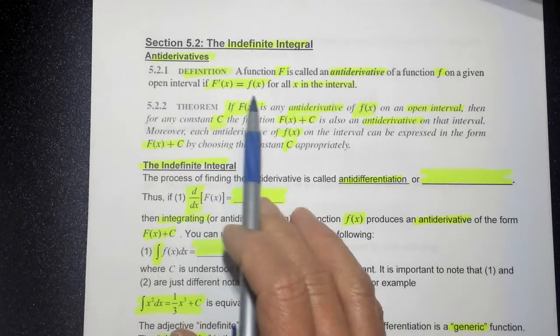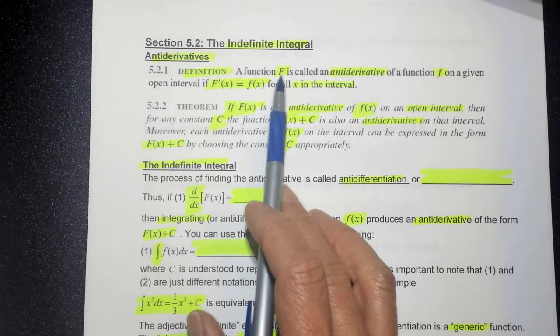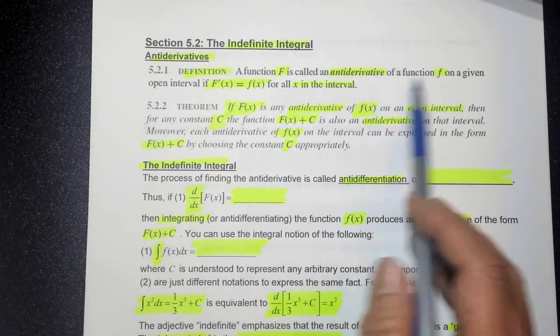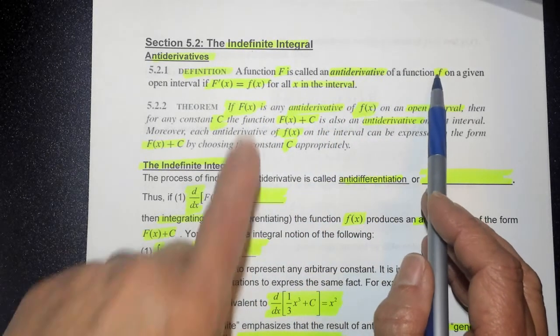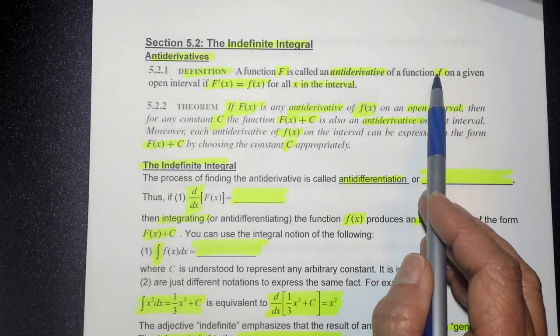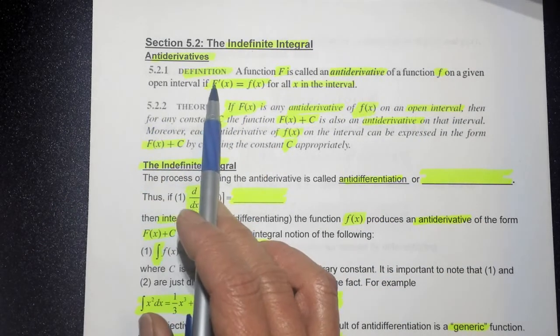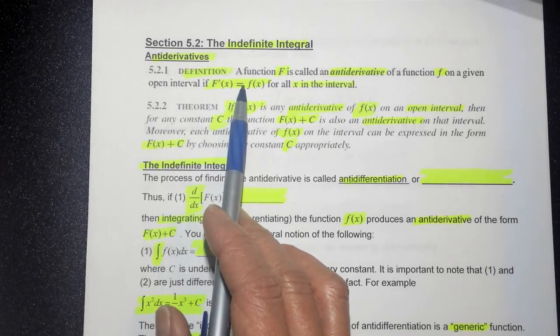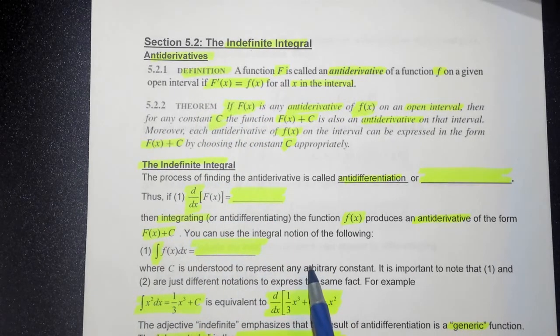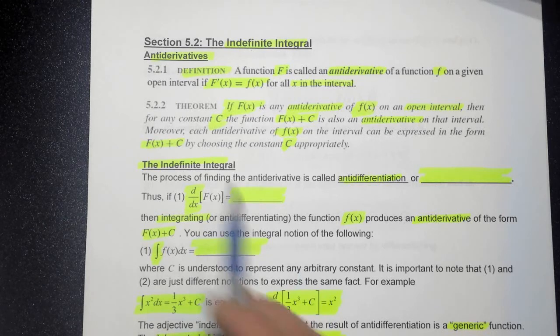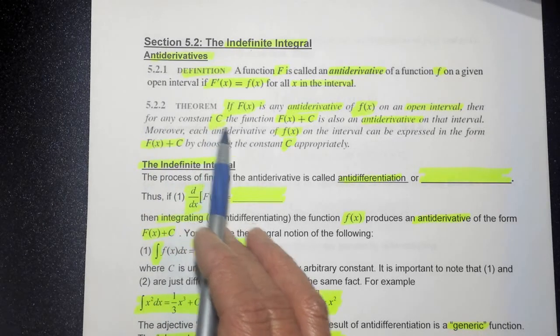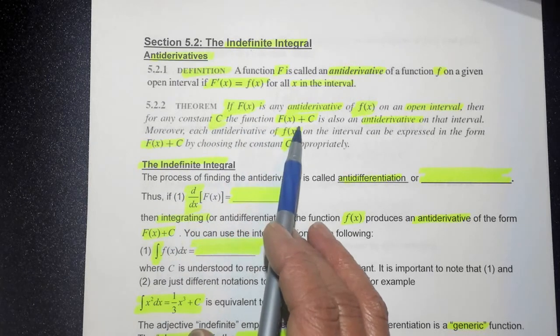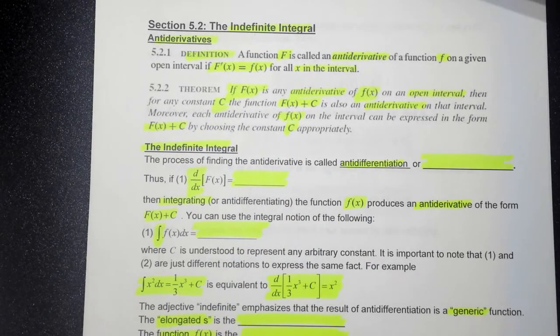So by definition, we have a function capital F, called an antiderivative of a function lowercase f, this is just to distinguish between the two, on a given open interval if capital F prime of x is equal to f of x for all values on that interval. So given this theorem, if capital F of x is any antiderivative or integral of f of x on an open interval, then for any constant c of this given function, F of x plus c is also the antiderivative.